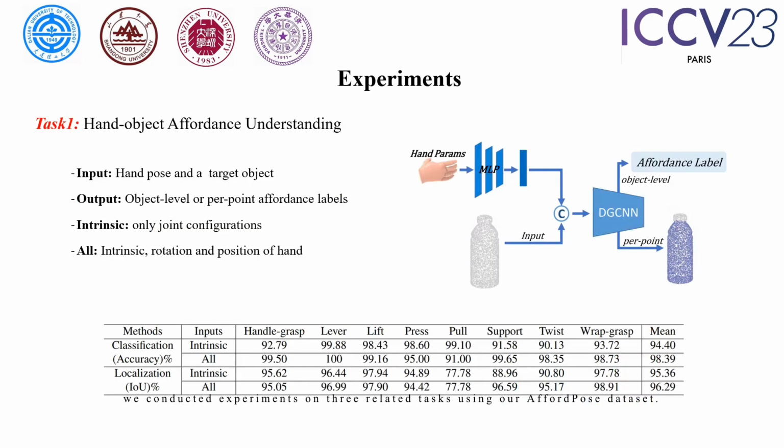Next, we conducted experiments on 3 related tasks using our AffordPose dataset. Task 1, Hand-Object Affordance Understanding. We conduct multiple experiments with different input and output settings to infer the affordance labels from a rough hand demonstration and a target object.